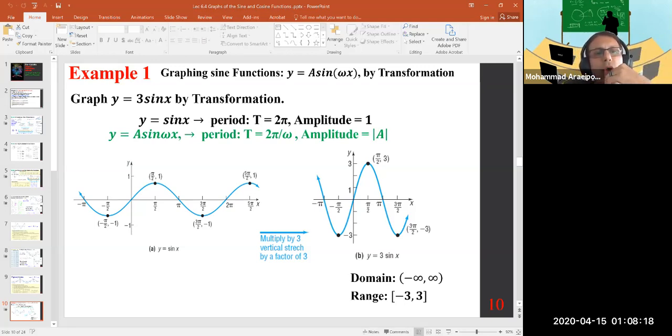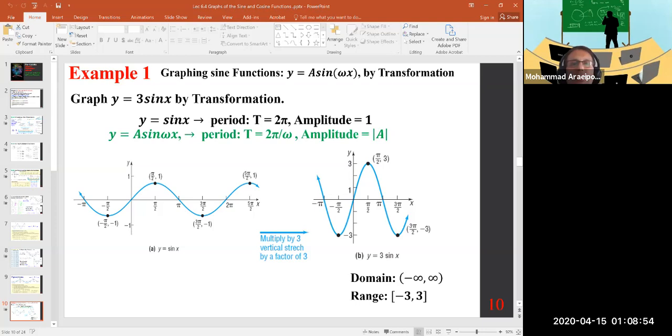If we are looking at y equals 3 sine x, and we want to do it by transformation, we compare it to y equals sine x. We know how it looks. Y equals sine x has the basic domain and range, period and amplitude. When we change it to 3 sine x, the only thing that changes is the amplitude, which was 1, changes to 3, and therefore it stretches along the vertical axis.